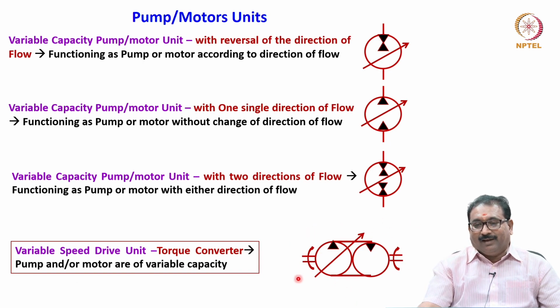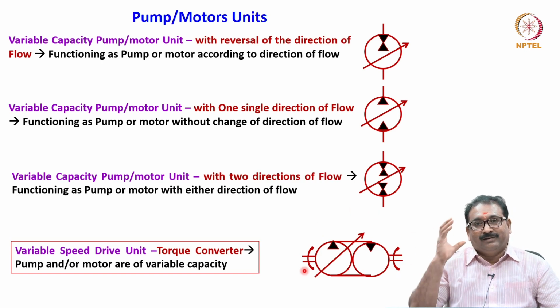Then you will see, friends, one more I am showing you here. Please understand very carefully the direction. You will see here arrows, filled arrows. It is read as a variable speed drive unit, torque converter, pump and or motor of varying capacity, because the arrow is there here. You will see pump and motor, variability is there. It is known as torque converter. How it is represented, please understand in your mind.